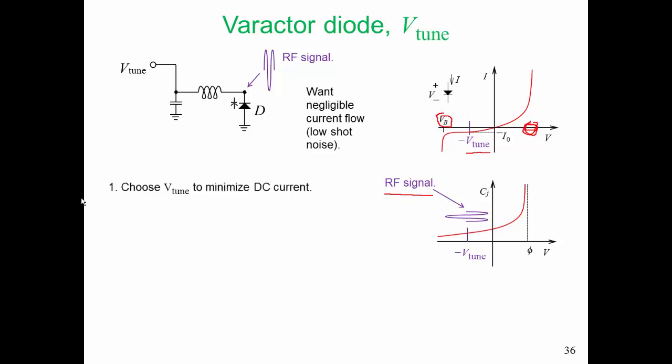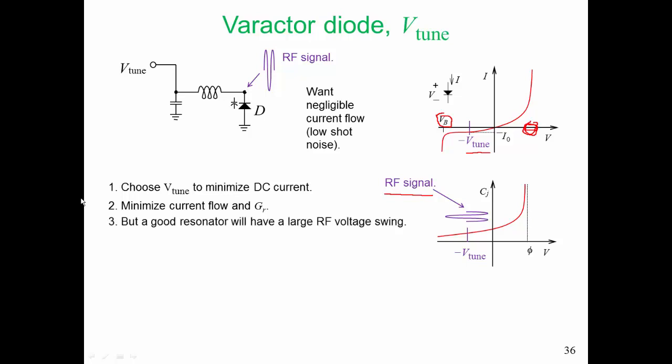So here are some points. We choose the tuning voltage to minimize the DC current. We have to keep that DC current as small as possible so that the resonator conductance is small. So minimizing current flow minimizes GR. But if we design a good resonator, it will have a large RF voltage swing. That doesn't matter if we're using lumped elements, because we can support a fairly large RF voltage swing without any change to the capacitance or inductance values.